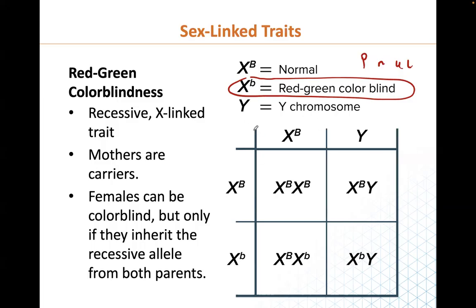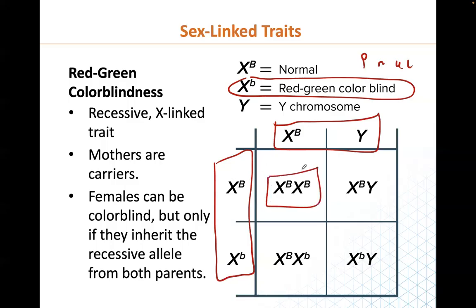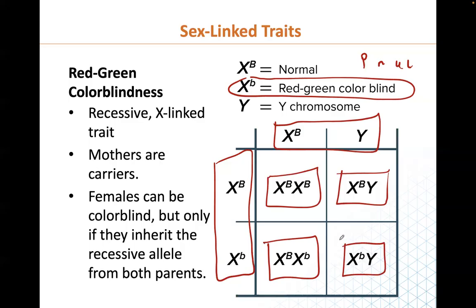So this is a male, this is a man. The man has a normal allele, but this is a female. She has one normal allele and one red-green color blindness allele. So what would happen when you cross them? This person would be normal, this person would also be normal, because it's got one normal allele to mask it, but this person would have it.